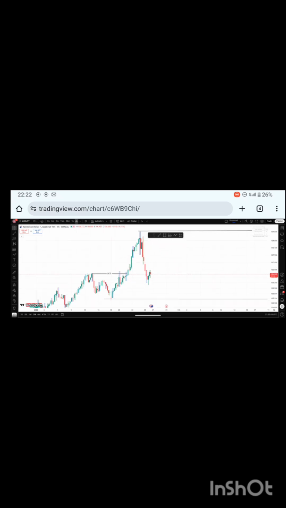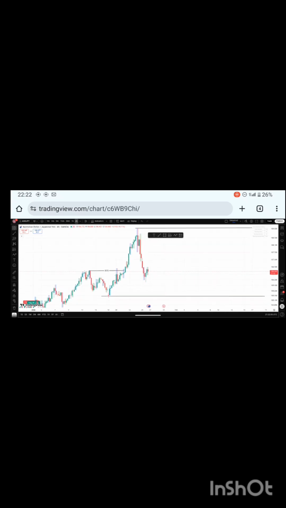Since I can clearly see a POI zone on the 4-hour time frame, I will map my POI zone on the 4-hour time frame. This is a clear order block with a fair value gap. I don't trade fair value gap, I trade order block only. So I map this as my valid POI zone.